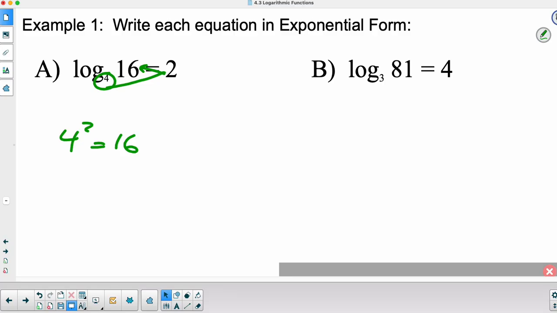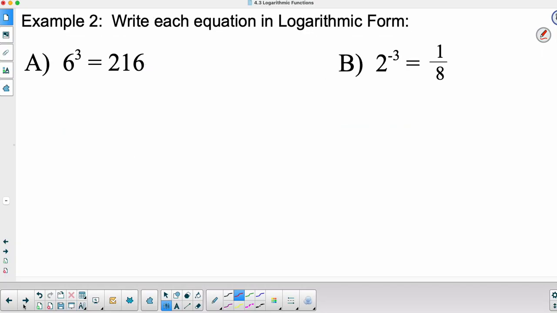Come on now. What's this as an exponent, though? What's the base? The base is 3. So this is going to be 3 to the 4th power equals. We get this? Every log is an exponent. We got this? Can you go the other way? Other way is this.